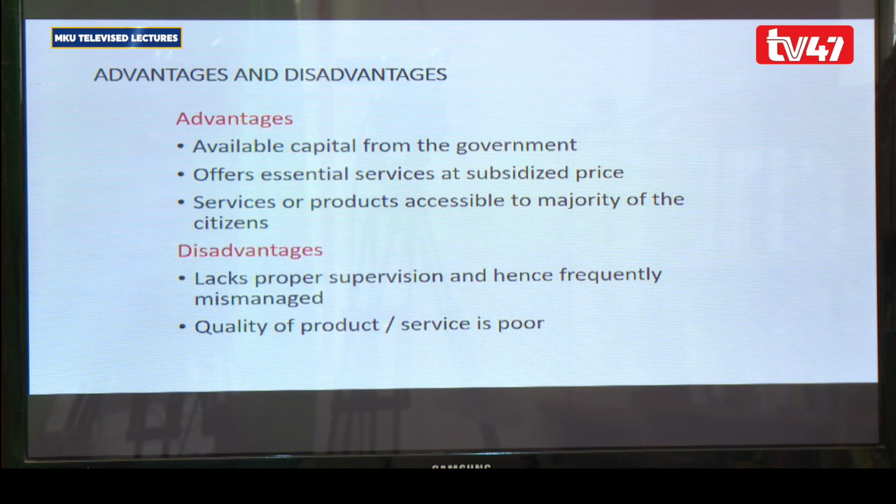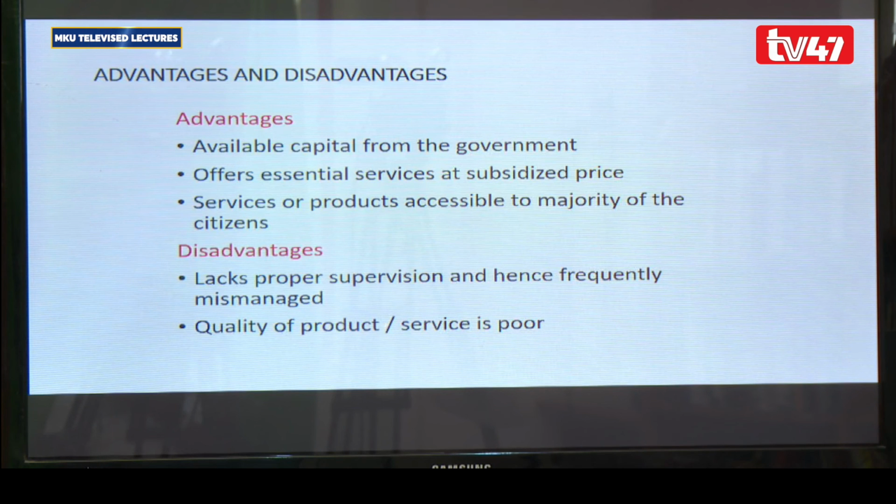It has its own advantages and disadvantages. For example, there is the available capital from the government. It offers essential services at subsidized prices. And the services and products are available to the majority of the citizens.